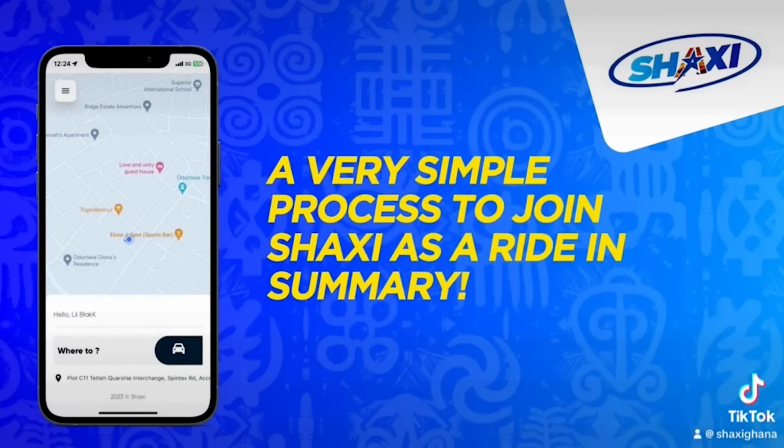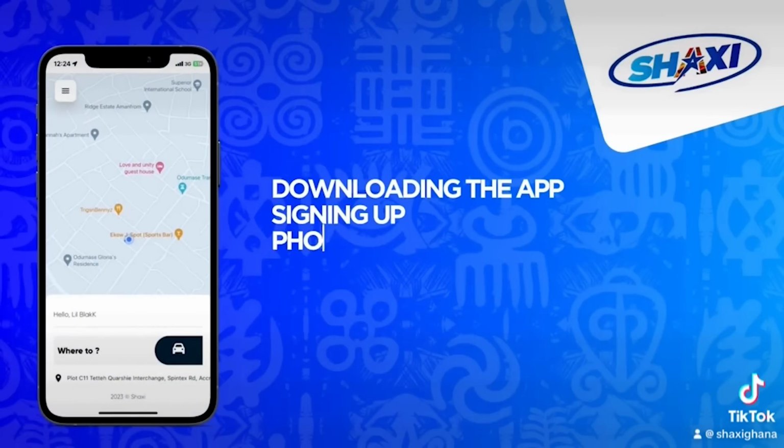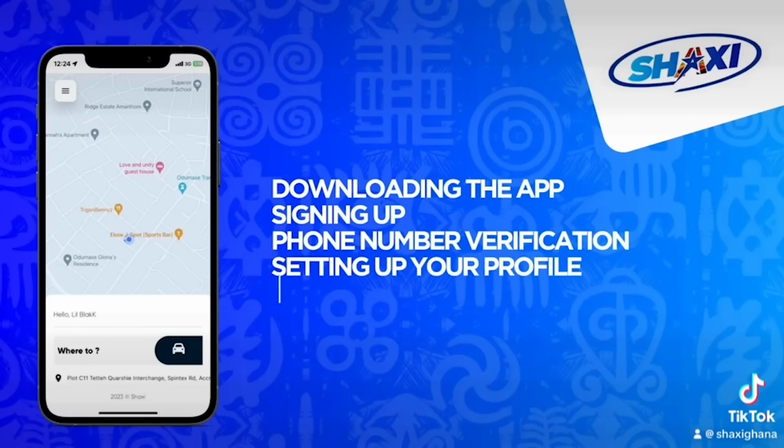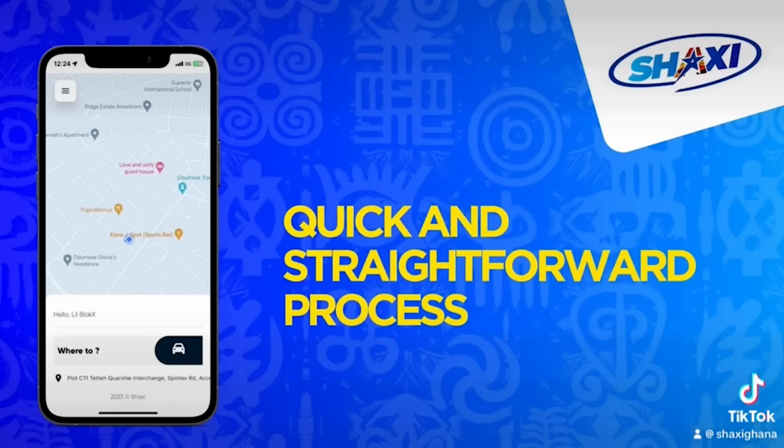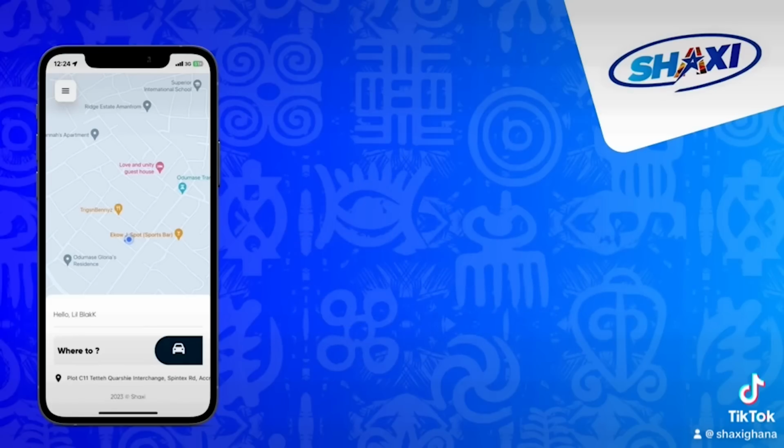So there you have it. Joining Shaxi as a rider is as simple as downloading the app, signing up, verifying your phone number, setting up your profile, searching for rides, requesting and confirming your ride, and then enjoying the journey. It's a quick and straightforward process designed to make your life easier. With Shaxi, the world is at your fingertips.